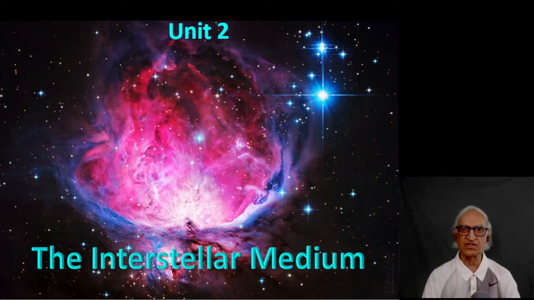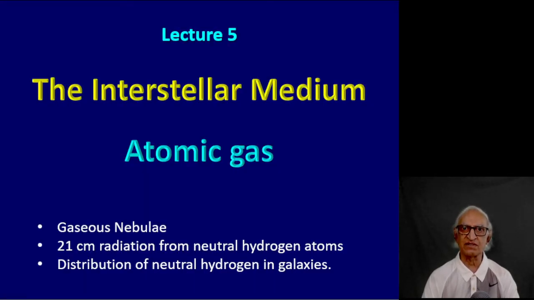We shall now move on to a discussion of the interstellar medium, and I shall devote two lectures to a discussion of this particular topic. In today's lecture, we shall concentrate on the atomic gas in the interstellar medium. More particularly, we shall discuss the gaseous nebulae, why they shine, and what we can learn from their colors, the 21 centimeter radio radiation from neutral hydrogen atoms, and the distribution of neutral hydrogen in galaxies, in particular our galaxy.